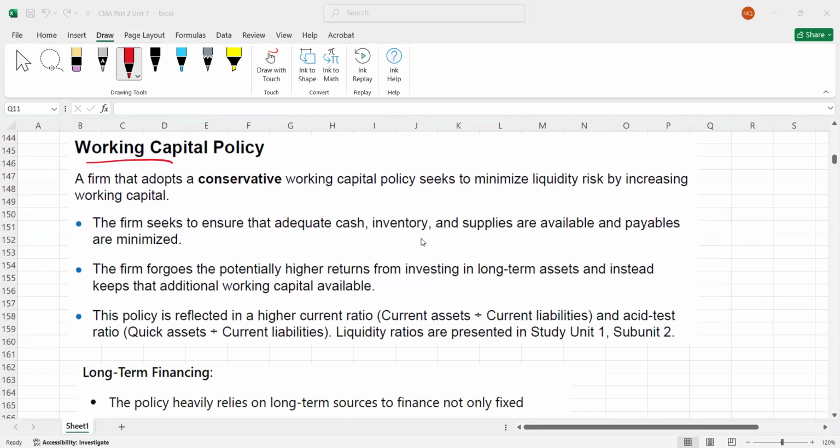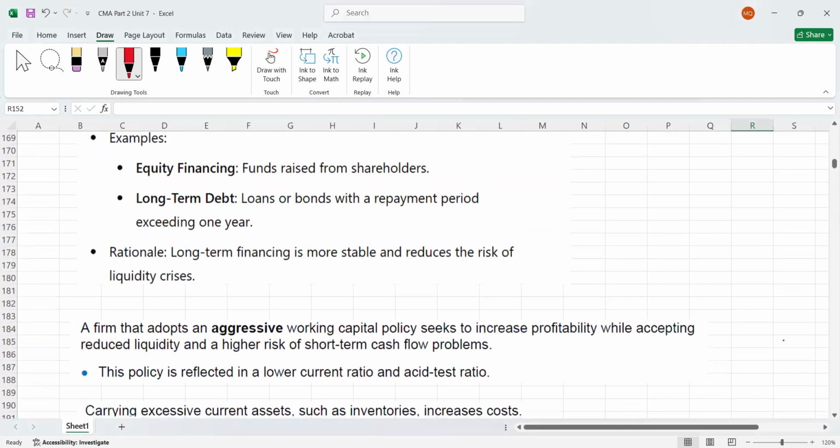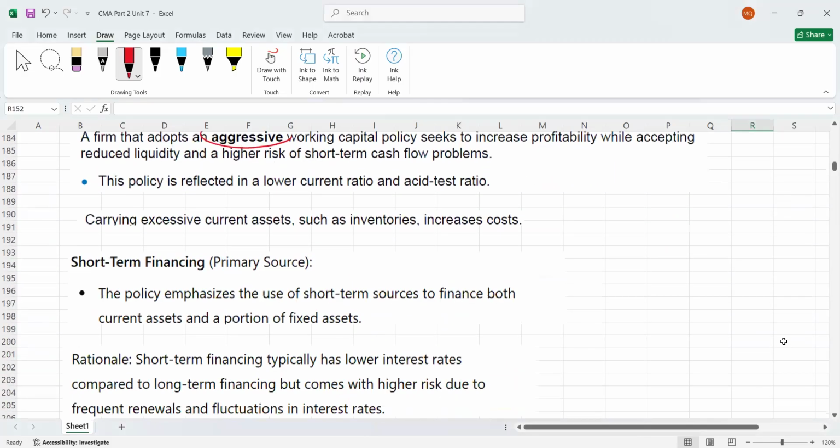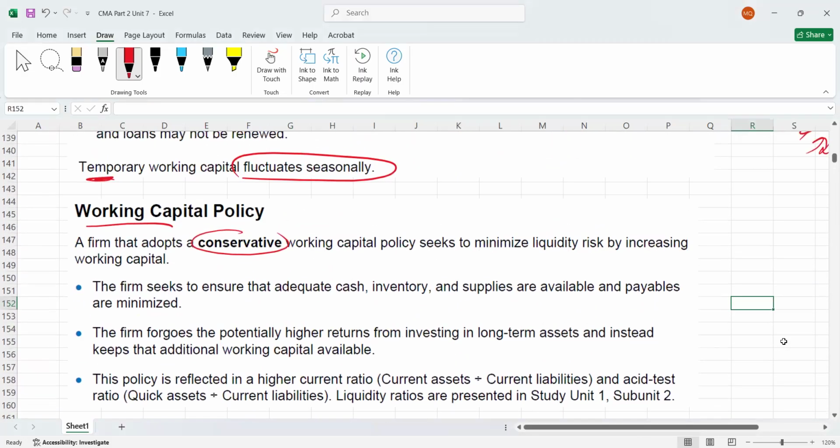Okay, now we have here a working capital policy. So guys, we actually have three working capital policies. The first policy is called a conservative approach. The second is called an aggressive approach. And third, you can call it a moderate approach. Okay, so here we go.